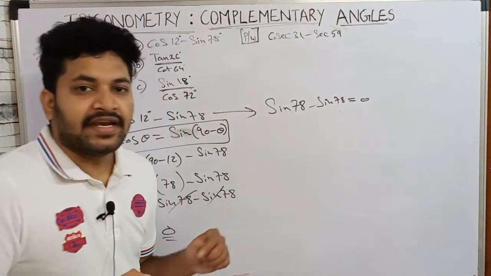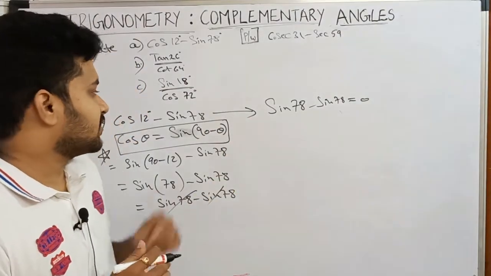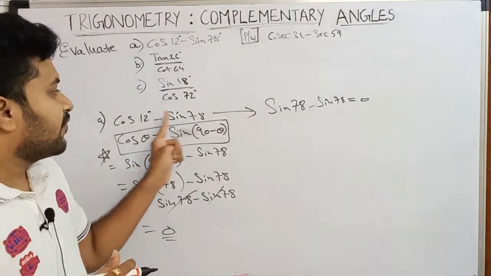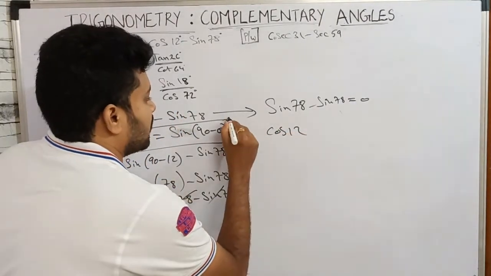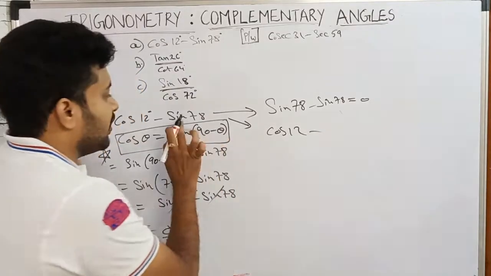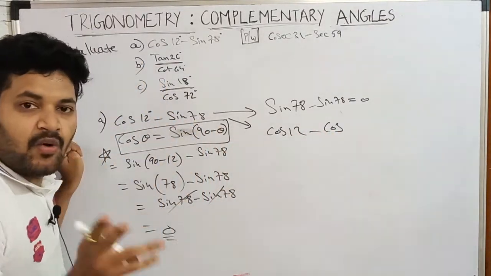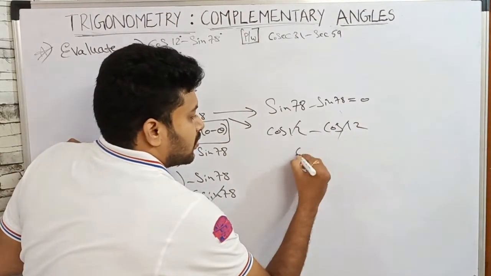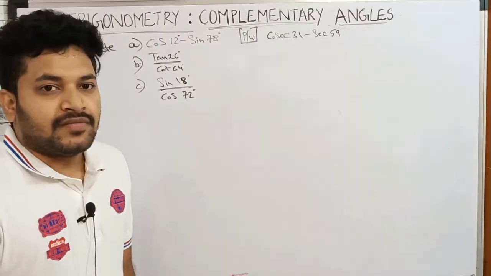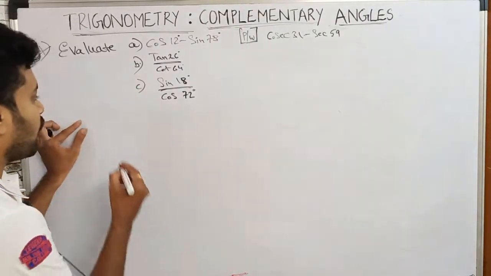It is like a need for speed. So if you want to do it fast, you should do it like this. At the same time, if you want to focus on the second one, cos 12 minus sin, only sin I am changing, cos 78. What is the difference between 90 and 78? 12. So like this also you will get 0. Now the second bit. So what is this?